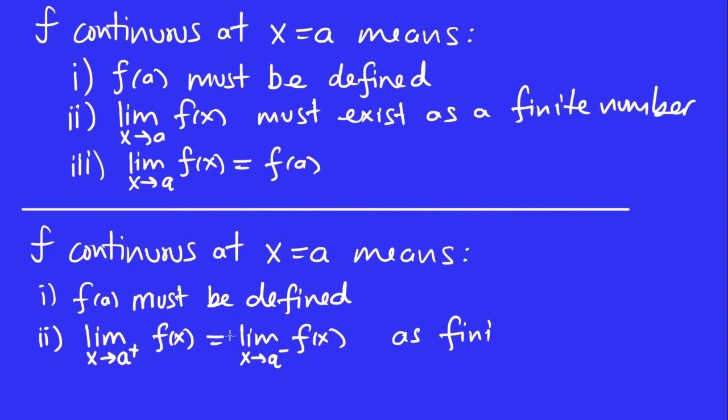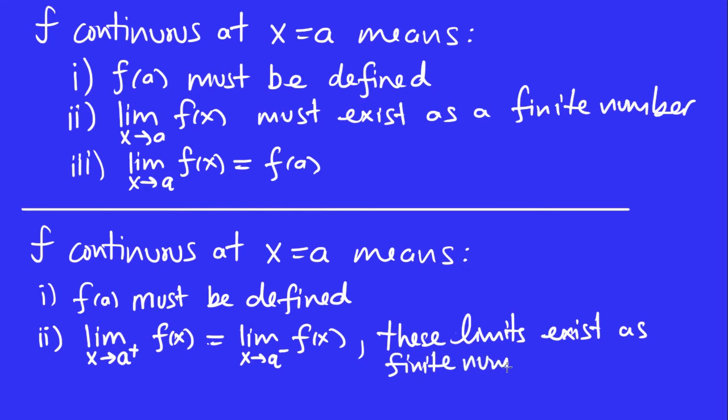Each of these limits must exist, and they have to be equal to each other. Maybe I should say that explicitly. These limits exist as finite numbers and are equal. So what do I mean there? That the right-hand limit exists as a finite number, the left-hand limit exists as a finite number, and those two values are the same.